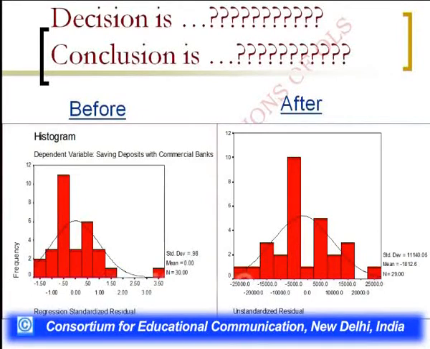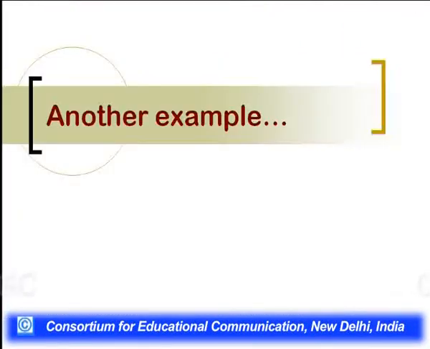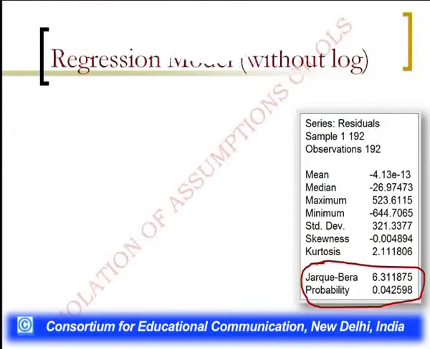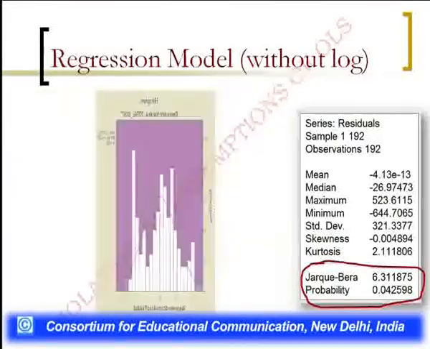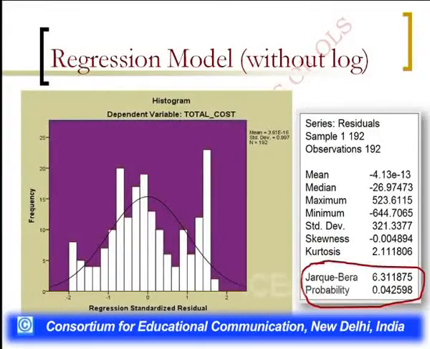The two histograms are in front of the screen. On the left-hand side we have the before one, and on the right-hand side we have the after one. On the left-hand side we have the regression standardized residuals, whereas on the right-hand side we have the unstandardized regression coefficients. We'll take another example to clarify the regression model without a log.